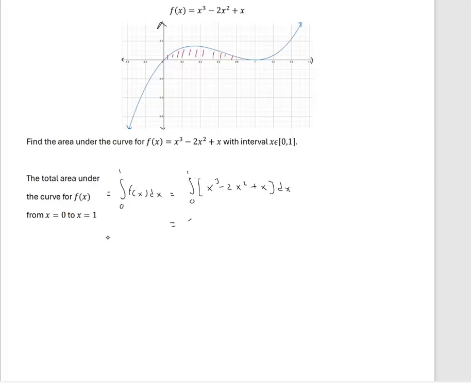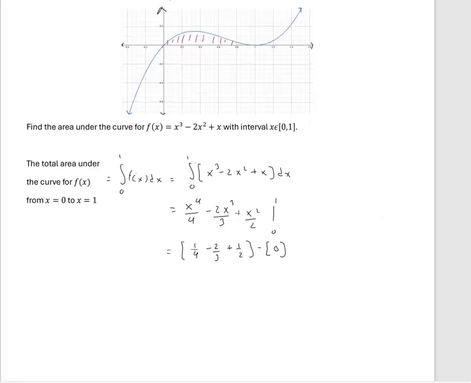So at this point, we're just going to end up with x to the fourth over 4 minus 2x to the third divided by 3 plus x squared over 2 evaluated from 0 to 1. Notice that the lower bound at 0 represents this point here, and then everything's going to actually cancel there. So evaluating 1, we're simply going to get the upper limit of 1/4 minus 2/3 plus a half, and then technically minus the values of 0.